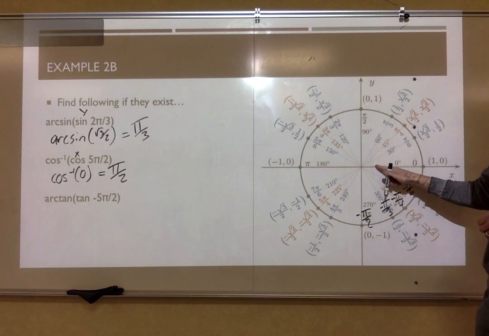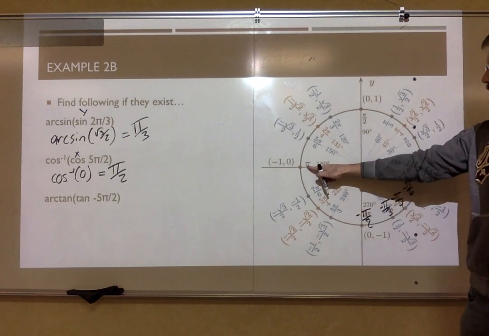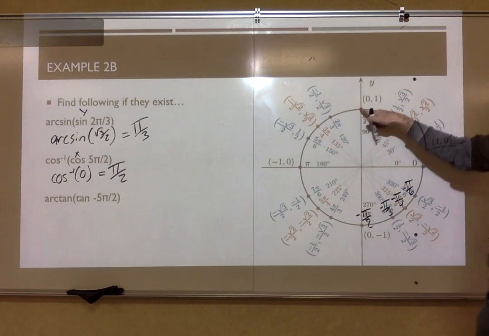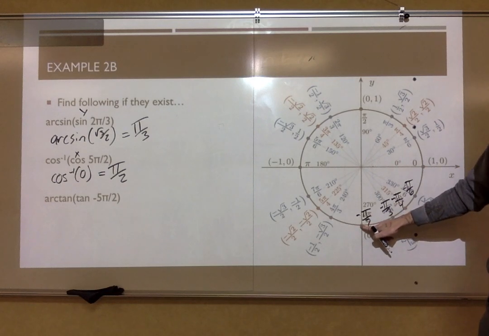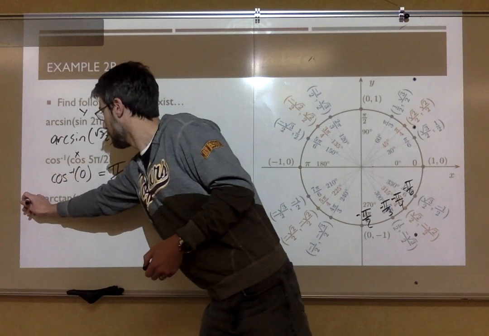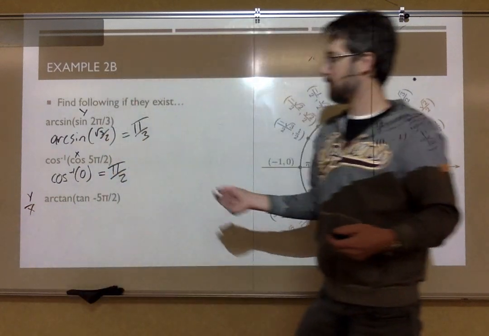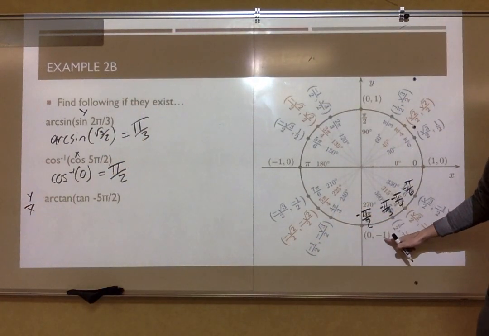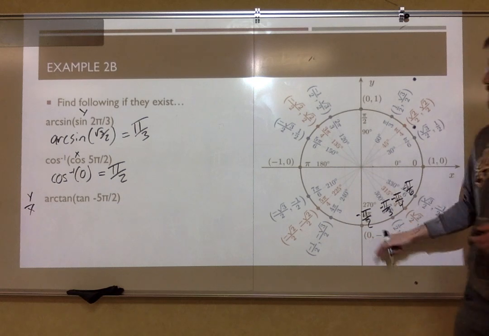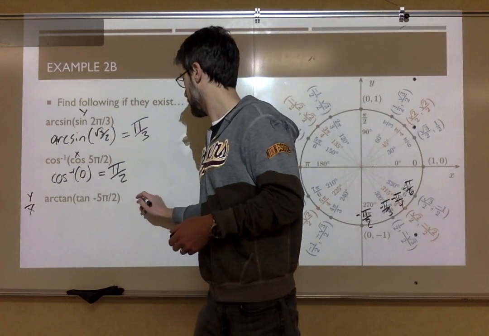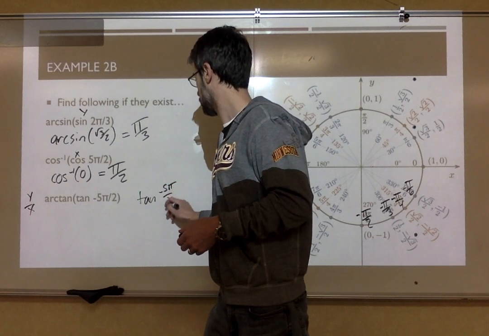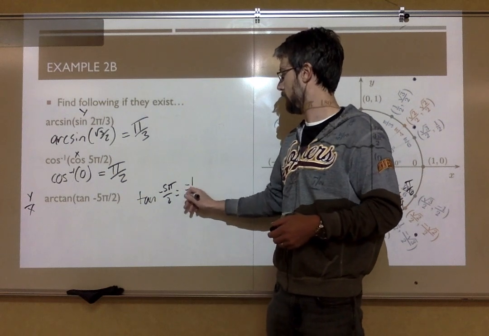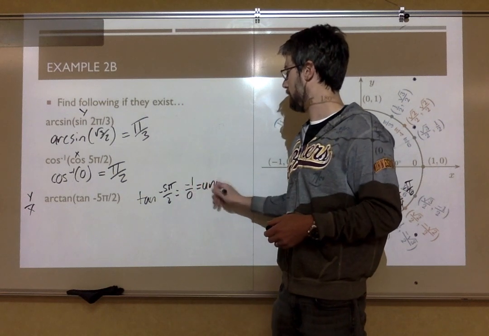So now some negative ones. Now we're counting the other direction. That's negative pi over 2, negative 2 pi over 2, negative 3 pi over 2, negative 4 pi over 2, negative 5 pi over 2 is down here. Tangent is y over x. So with that one, it's negative 1 over 0. So tangent of negative 5 pi over 2 equals negative 1 over 0, which is undefined.